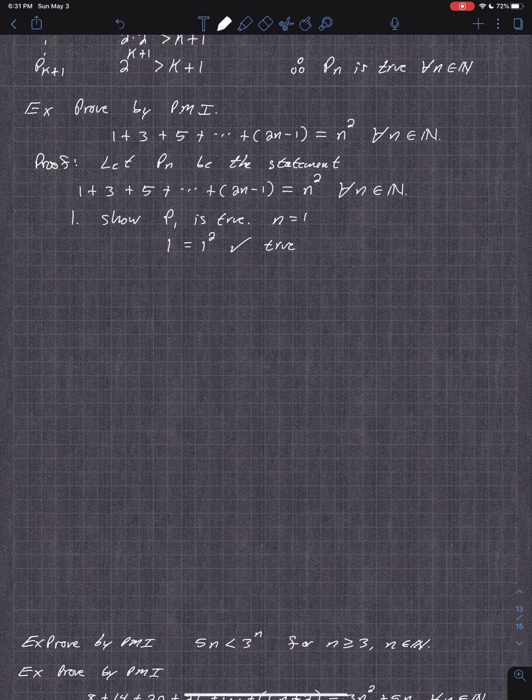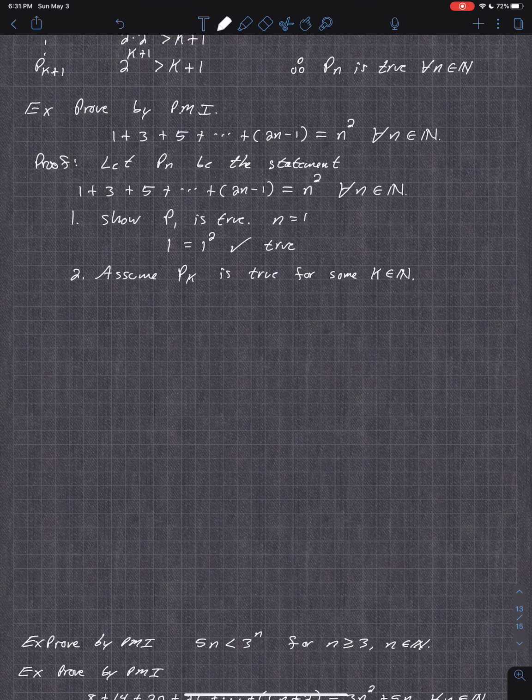All right, so then step 2 is the induction hypothesis. Assume P sub k is true for some k. It's not for all k, it's for some arbitrary k. So assume P sub k is true for some k in the naturals.